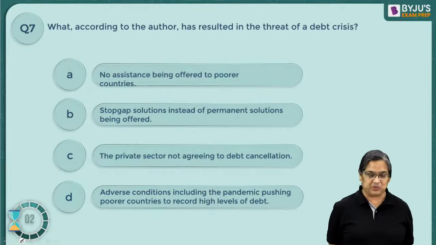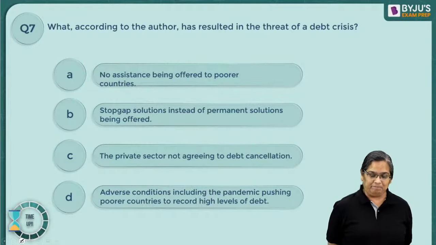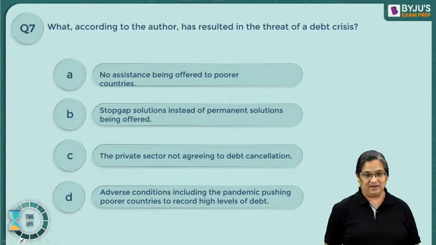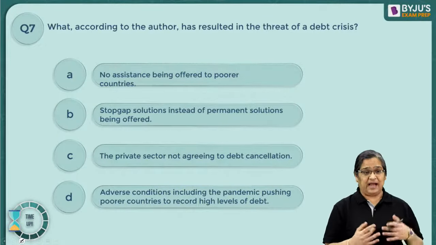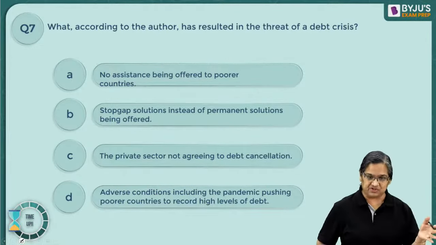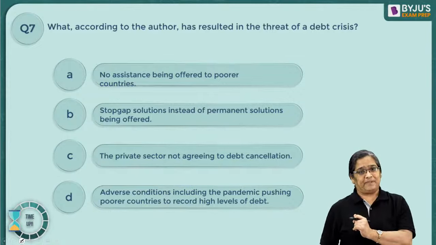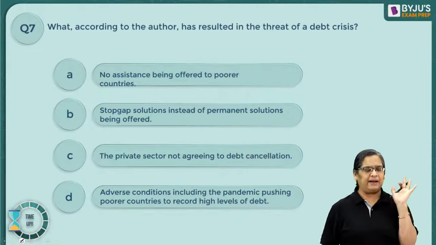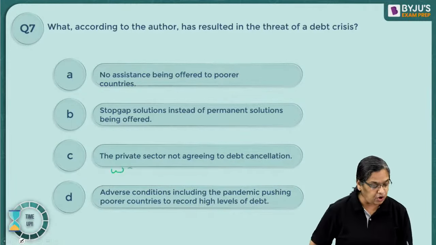Give me the question number also, okay? Question 7. The fight seems to be between C and D. Now, C is a very common answer, but it is the wrong answer. Why? The crisis is already there. The countries have already taken the debt and we are trying to help them out. And one of the ways is to see if it can be restructured. But they said, no restructuring. The new framework says, let's cancel the debt. And when they applied, the private sector said, no, I am not in favor. The private sector not agreeing to the debt cancellation is not the cause.